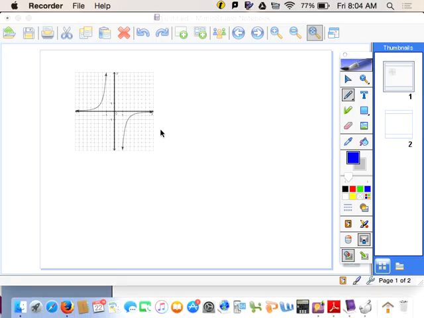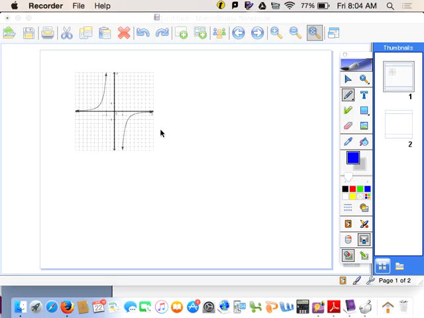Okay, today we're going to talk about end behaviors. And in order to know the end behavior, we first have to know what the vertical and horizontal asymptote of a function is. This is a rational function. This is an odd rational function. It's one that we've been working with in class.